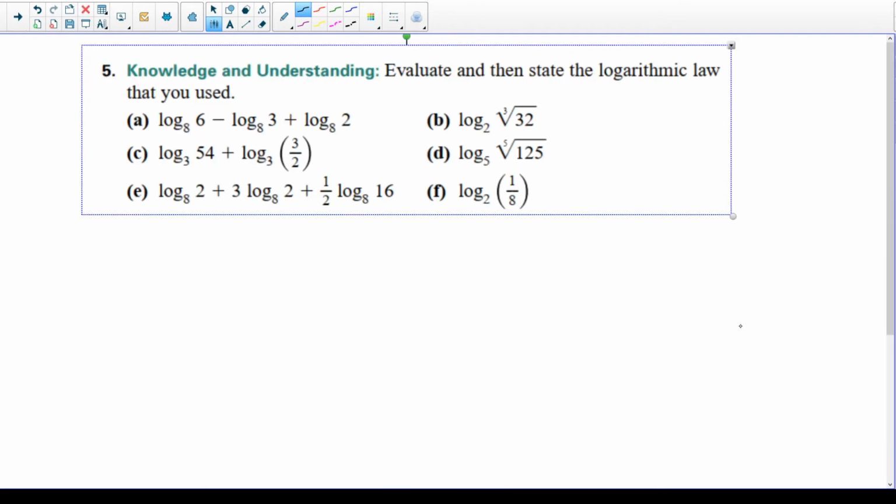So let's take a look at these folks. Evaluate and then state the logarithmic law that you used. So yesterday you were dealing with a lot of just addition of logs or subtraction of logs and the power law all separate. But you can actually chain those laws together. You've got to follow the order that they kind of show up in. Okay, there's a little bit of BEDMAS going on here. But let's take a look at 5a together.